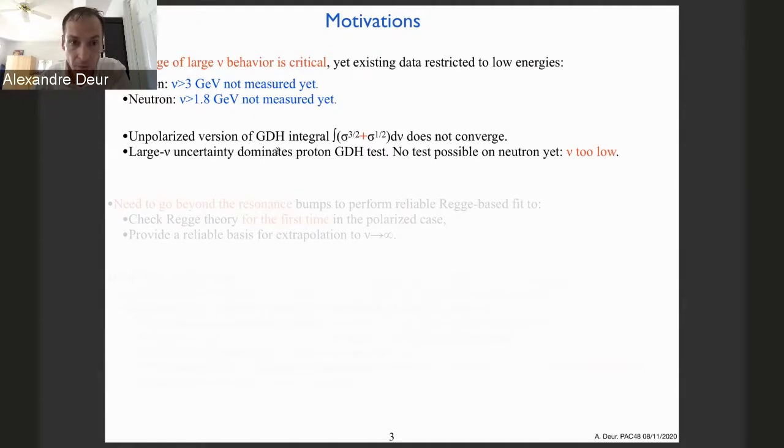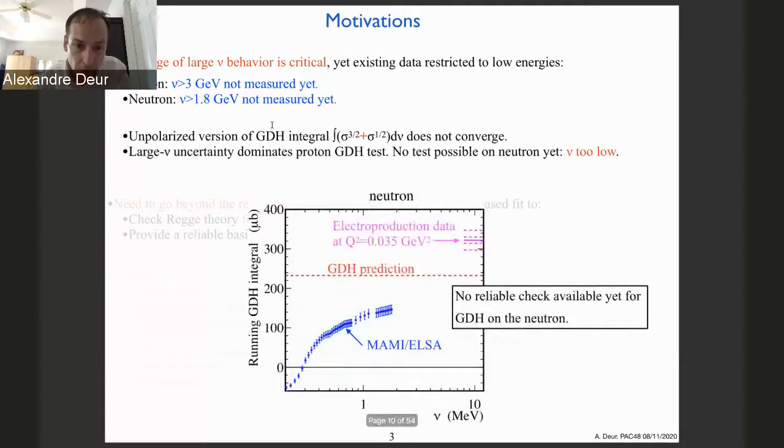So by doing this measurement, we would provide a much more accurate test of the GDH sum rule on the proton. And for the neutron, there's no test possible yet because the maximum energy reached at present is not large enough. You can see that by looking at the running GDH integral, which is the GDH integral integrated up to a given nu. And for the maximum value measured, 1.8 GeV, you can see that the integral is still undershooting significantly the GDH prediction. There's also a test of the GDH sum rule from electroproduction data at very low Q squared, but you can see they overshoot the prediction. At the moment, there's no reliable check available for the GDH sum rule on the neutron.